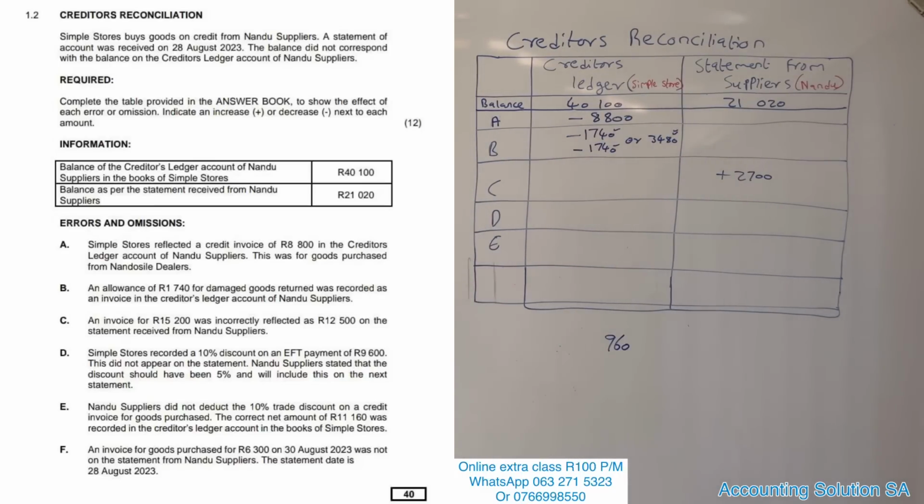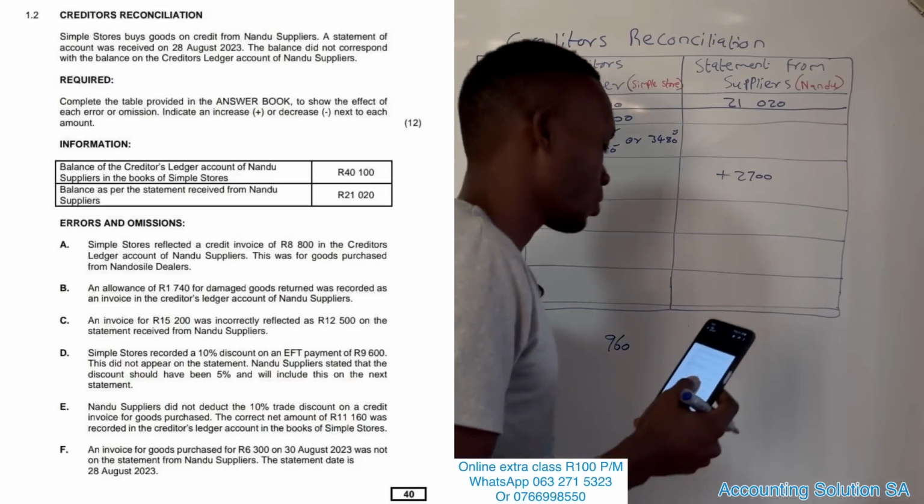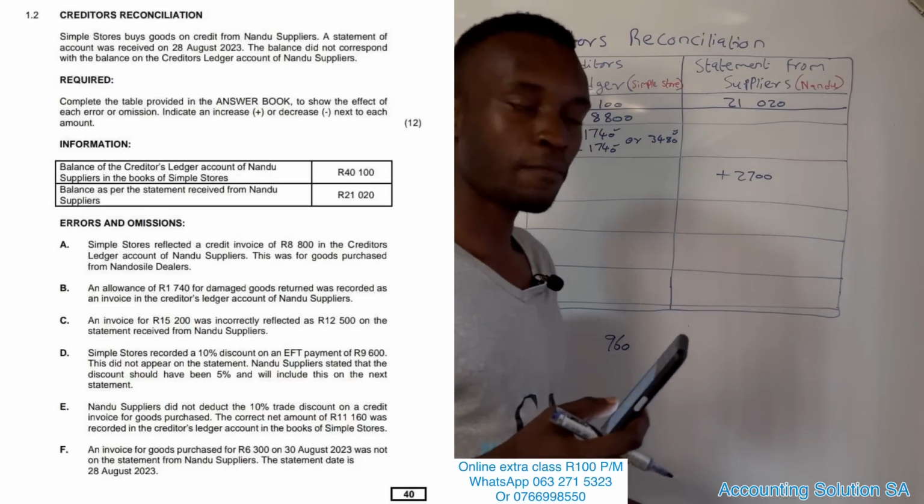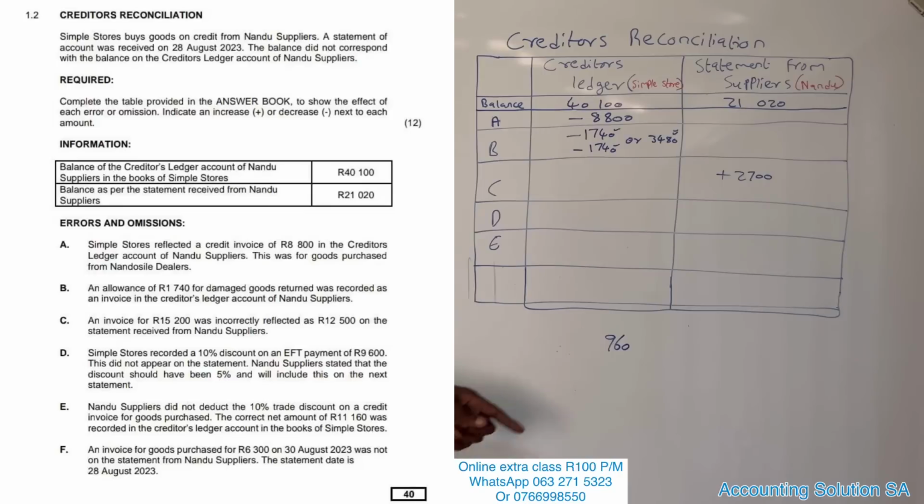And they said Nandu Supplier stated that the discount should have been 5%. Guys, the discount is not 10%, it's 5%, which means that 5% is half of this 10%. Okay, so what do we do now?